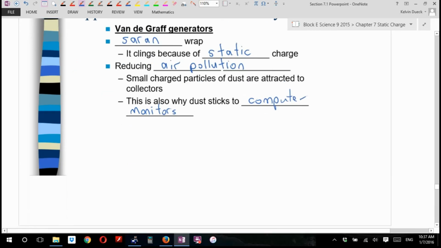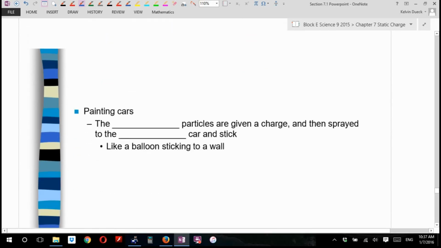Some other cool applications. Painting cars. So this started about 20, 25 years ago. What they realized is they could give the paint particles a charge, and then they're sprayed to the metal car, and they stick in the same way that the balloon sticks to the wall.